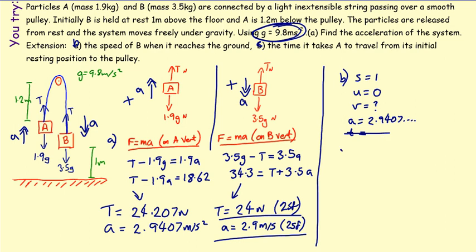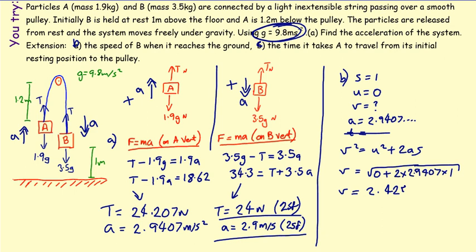So we're going to want, again, v squared equals u squared plus 2as. Plug it in, and we're going to get 0 plus 2 times 2.9407 times 1. And so we get v equals 2.425 meters per second. So v equals 2.4 meters per second to two significant figures.